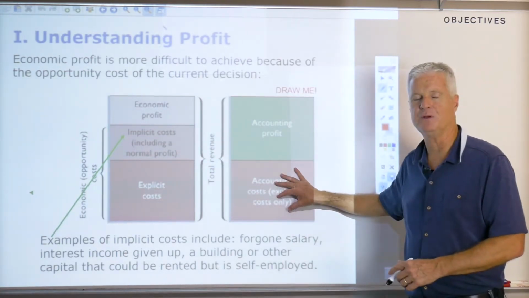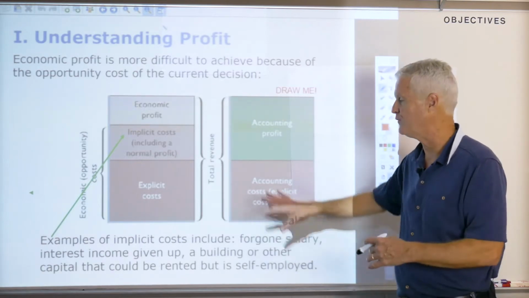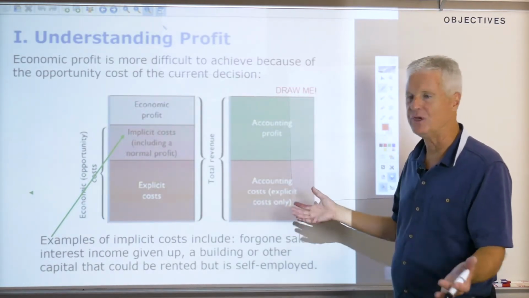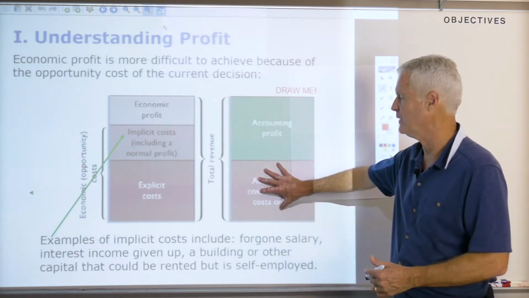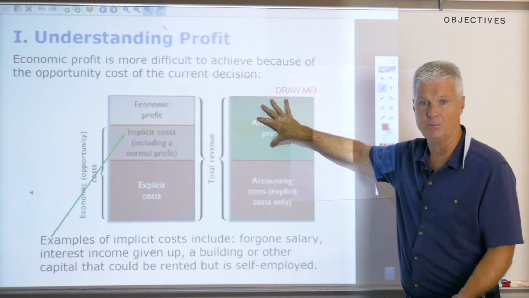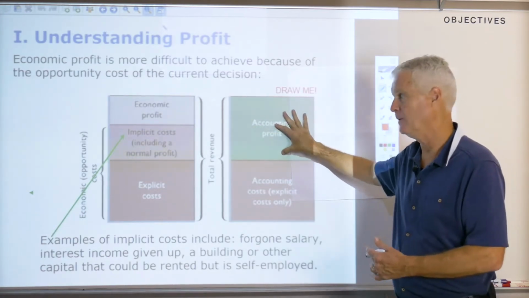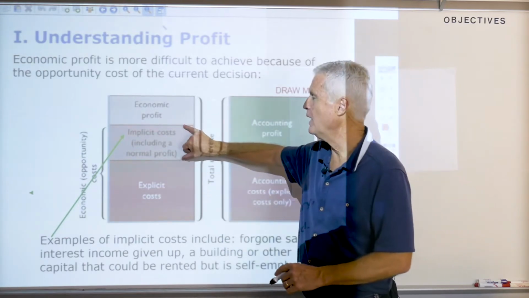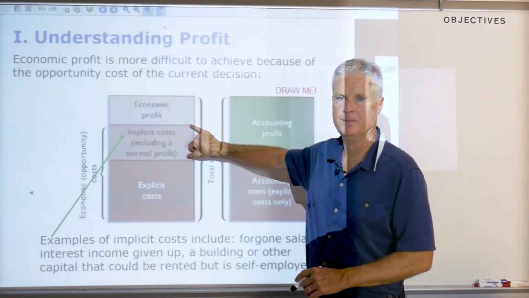Now, how does this work? These are the costs we know about. We pay them, right? You write checks for rent and salaries and utilities, all these various costs. And we think, well, we get a lot of revenue, subtract those costs, and we have profit. That's what accountants do. Economists do one other thing. This is what could we be doing?